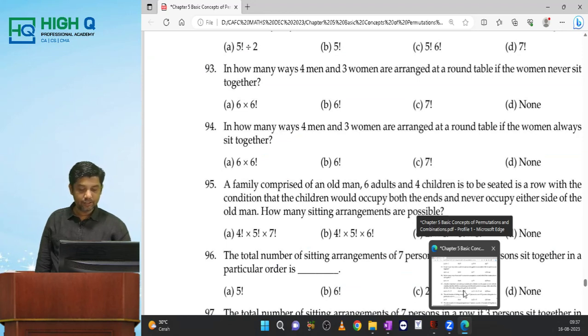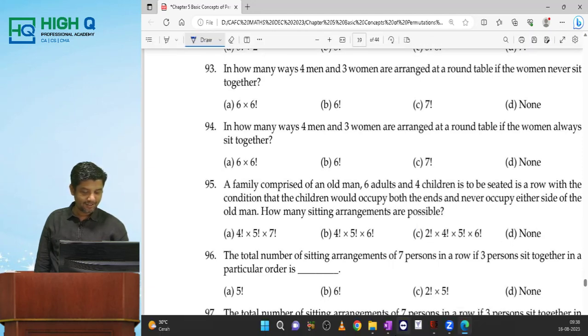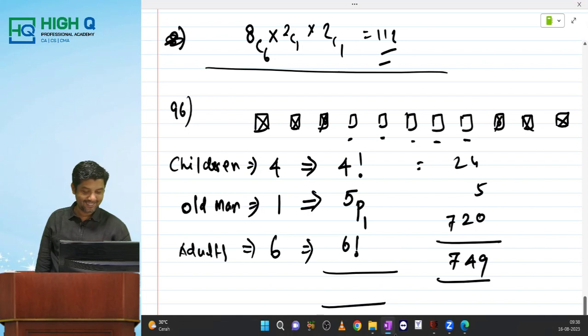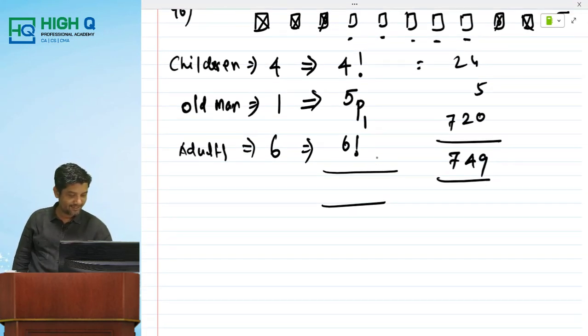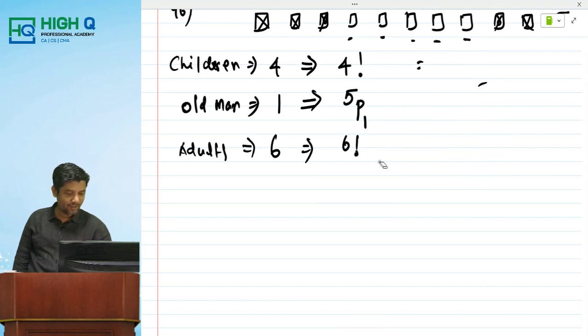Oh, they gave it as it is, right? What is the option? B. Hey, I made a mistake, man. How can we add? This is not either or, right? This is not either or.